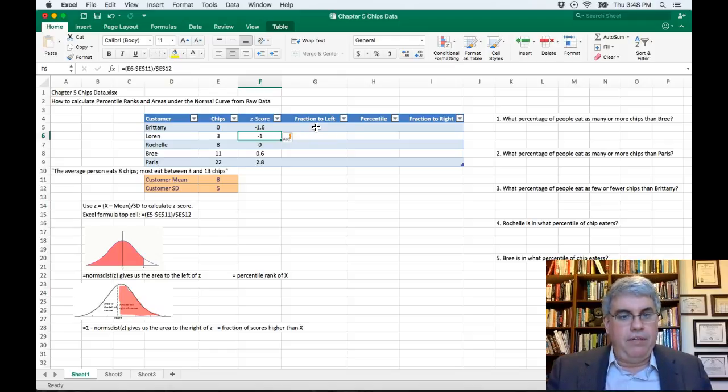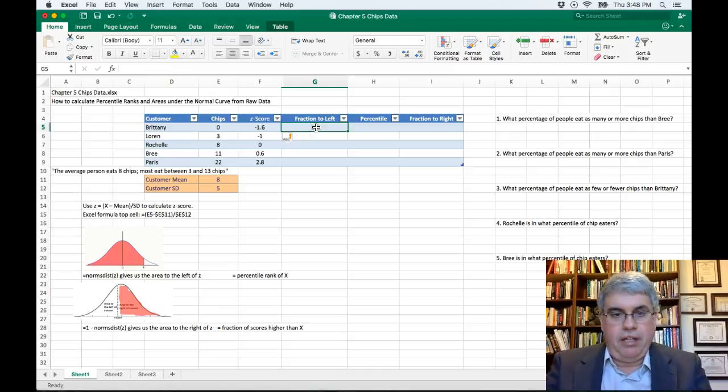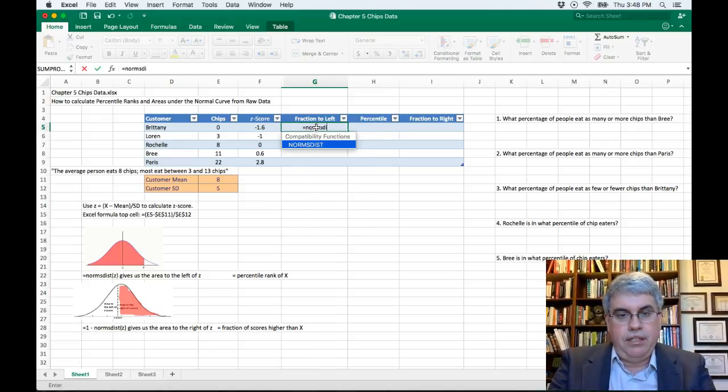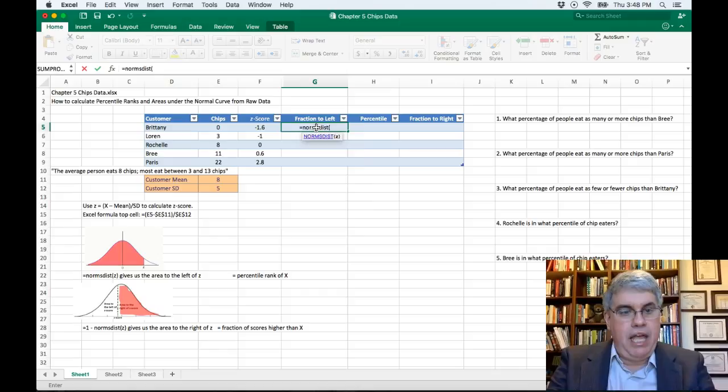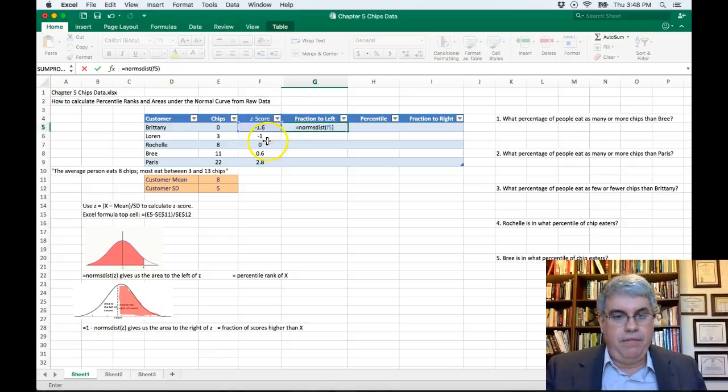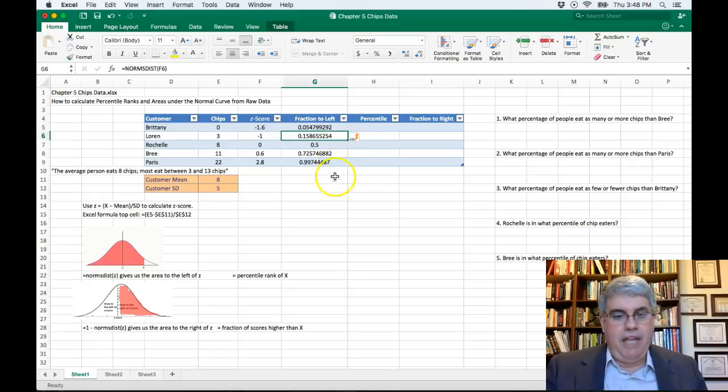So over here in column G, I will type in our Excel formula equals NORM.S.DIST. You've got to remember to put that S in there, and then open parentheses, and then I'm going to put F5 in there for Brittany's z-score, and close parentheses. So F5 has a frame around it, showing that's what we use. I press enter, and there we get some decimals indicating what percentage lies to the left.